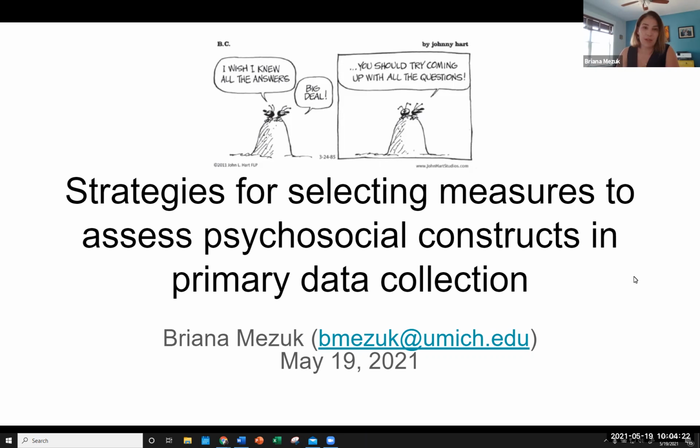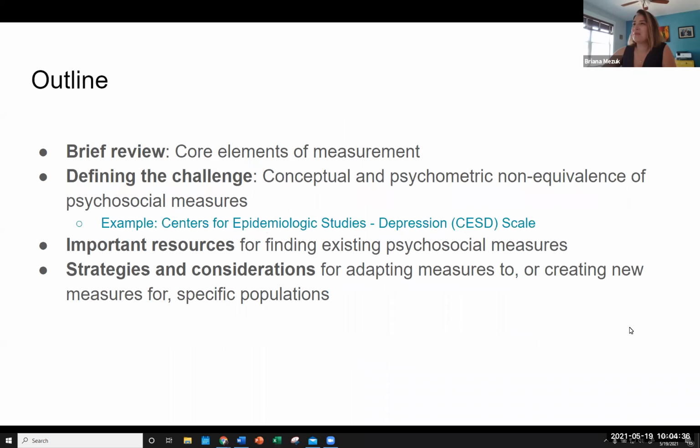And this is particularly geared toward people who are thinking about doing some primary data collection, either for the first time or maybe in a new space. Anyway, so that's our audience today.